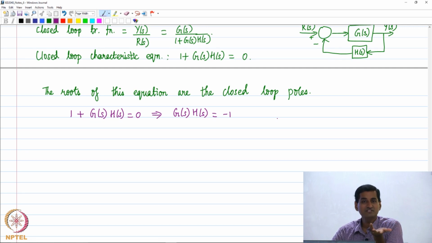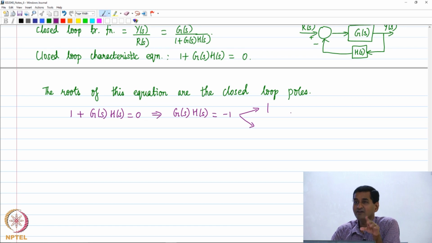In general, g of s h of s can take a complex value, right, because it's a complex valued function of s. So the moment we have this equation, I can rewrite it in two terms, because any complex variable will have a magnitude and a phase.